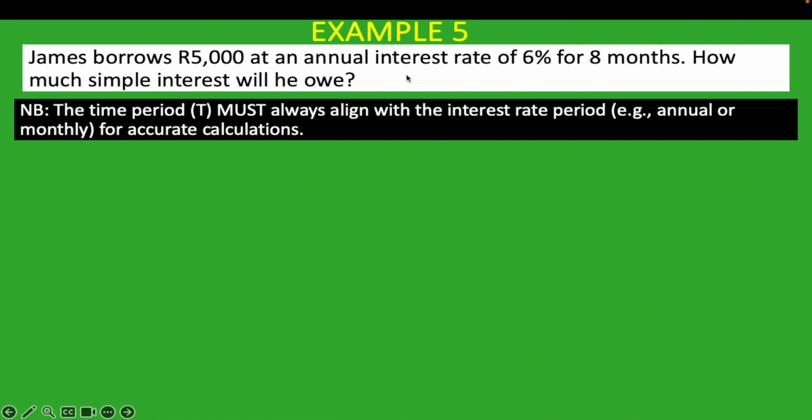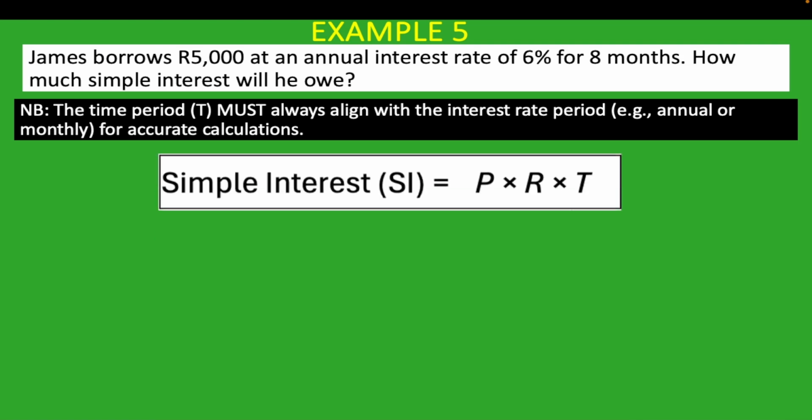And so what do we need to do? We need to either convert our interest rate into months so that we can get how much the interest rate is for the 8 months, or we need to convert our months into years. Now, it's easy to convert our months into years. What are we going to do?